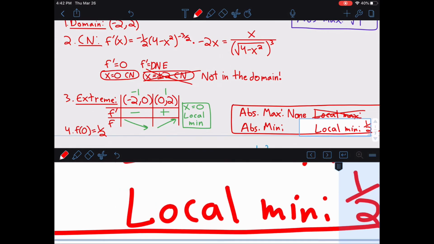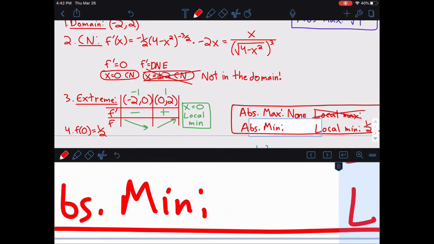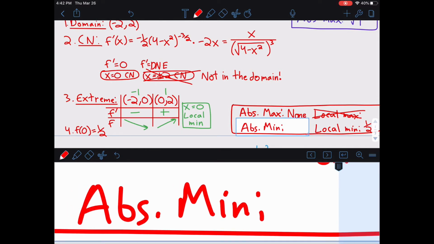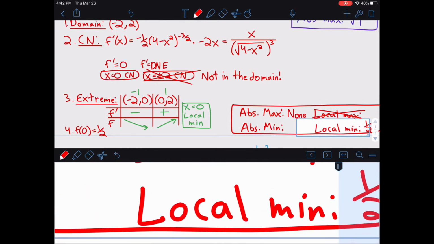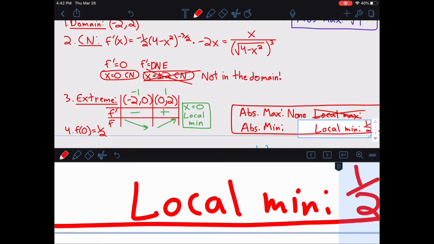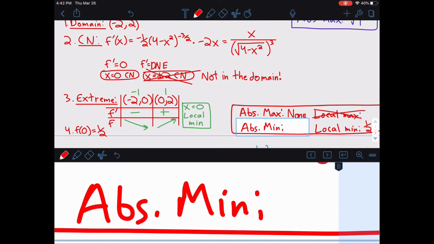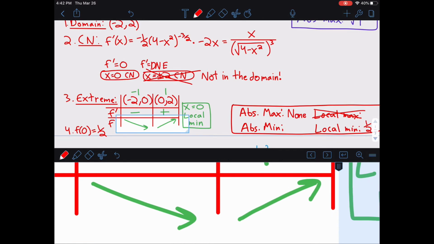Okay. But now we have to put our thinking caps on. So what is the absolute minimum? Is there an absolute minimum? Because remember, not all locals are absolutes, but all absolutes are local. Okay, so is 1/2 going to be the absolute minimum here? Well, let's think about it. So again, we're starting off at either some type of vertical asymptote, which means we're going up forever, or an open circle. Same thing to the right. We're either going to end at an open circle or it's going to go up forever.